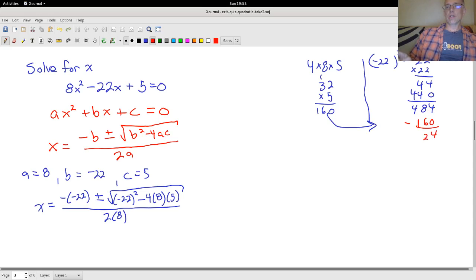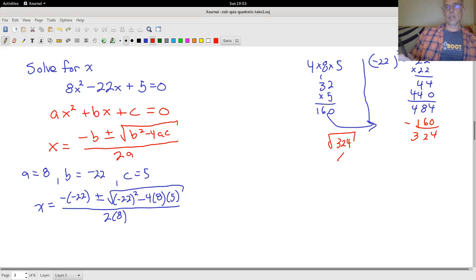8 minus 6 is 2. 4 minus 1 is 3. So I have 324 in there, and I have to take the square root of that. So what is the square root of 324? To figure that out, I need to make a factor tree.